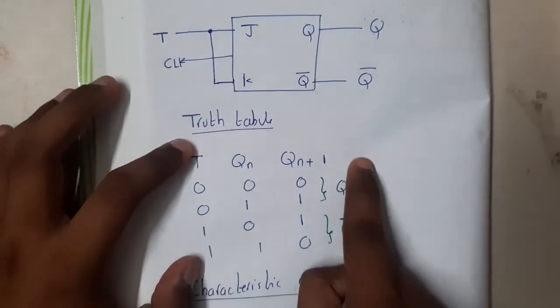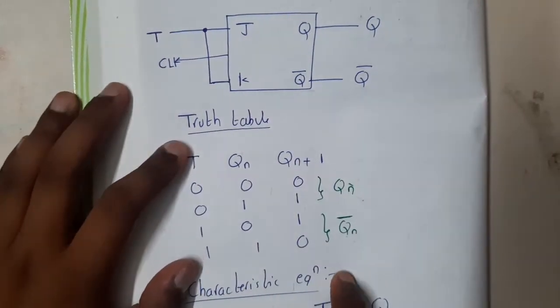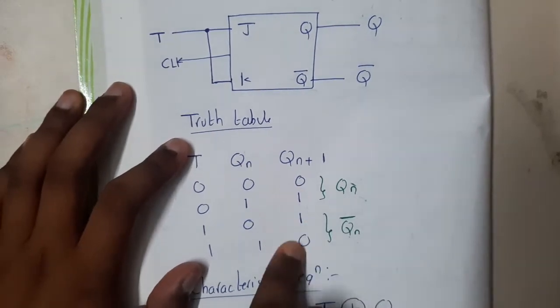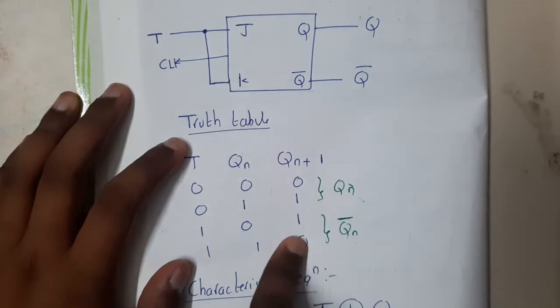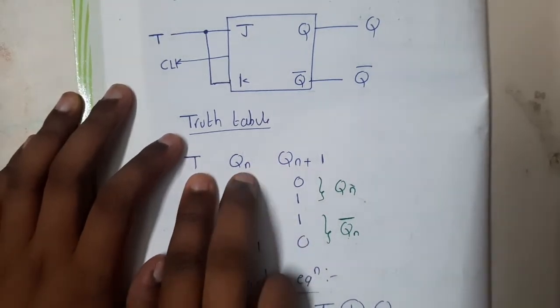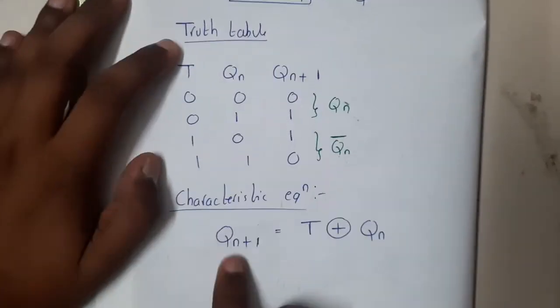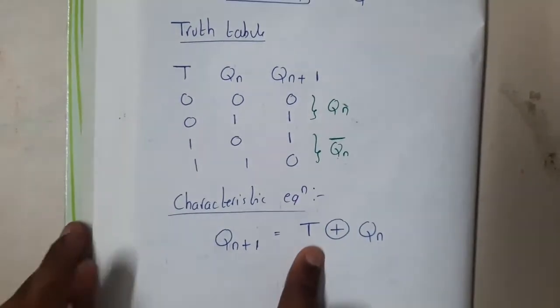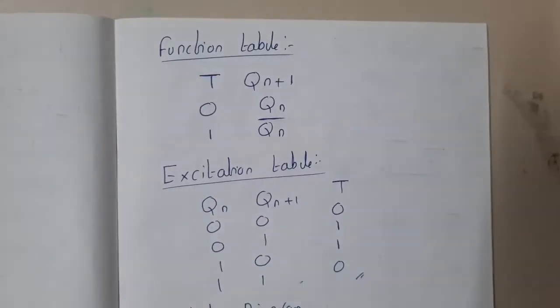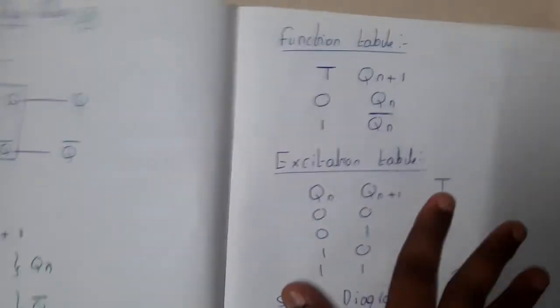If you observe this Qn plus 1 carefully, you can observe something. This is an XOR table, right? 0, 1, 1, 0. So what is XOR? It is doing T XOR Qn, which is the characteristic equation, guys. Just by observing the table we can write it, right? Once the characteristic equation is done, you will try for the functional table.